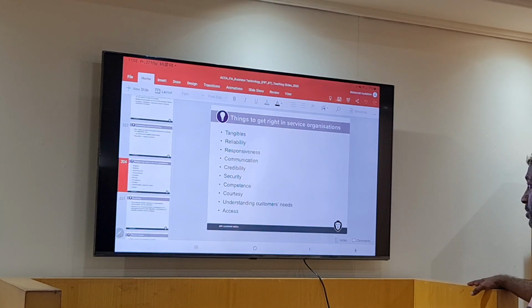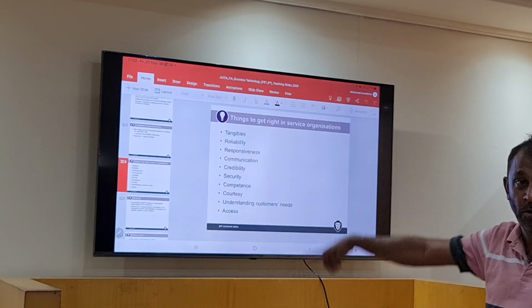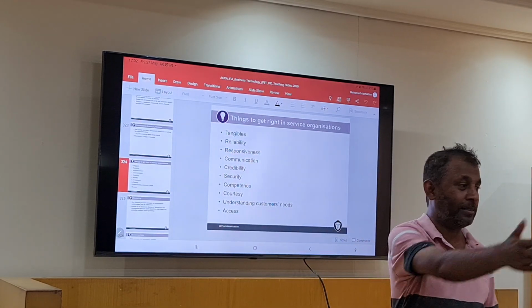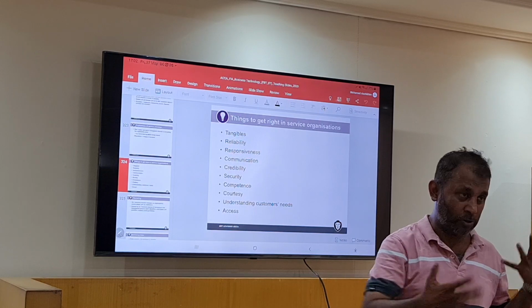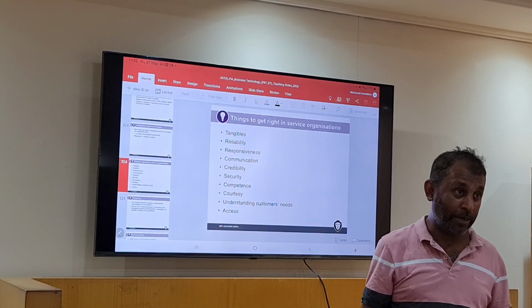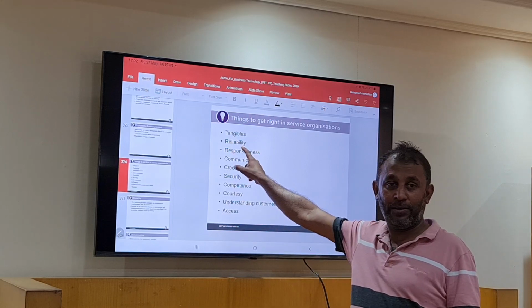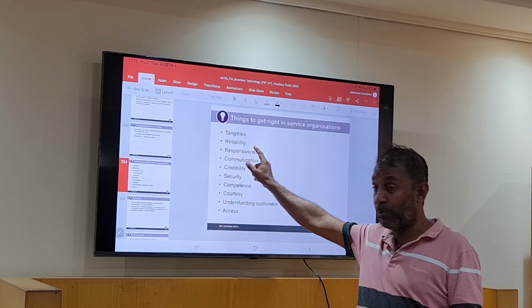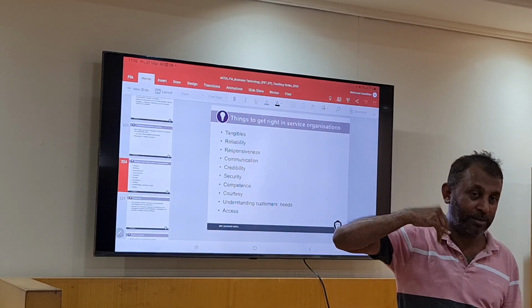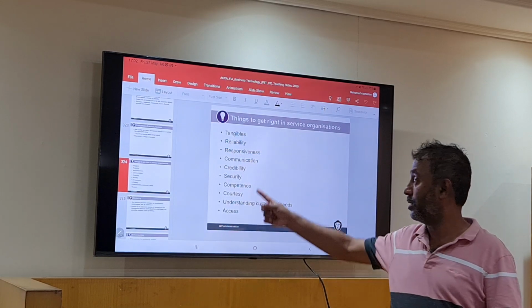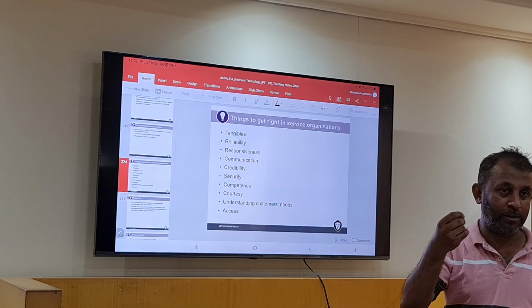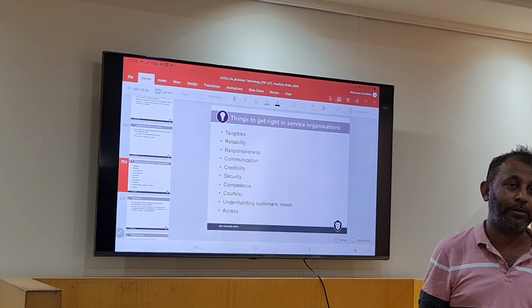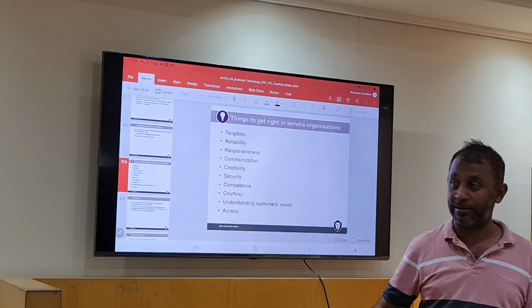Things to get right in a service organization: tangibles, reliability, responsiveness, communication, credibility, security, competence, courtesy, understanding customers' needs, etc. All of these. Tangibles, like in your office, like this table, chair, computer. These also you need to complete a better service. And all others, reliability. Responsiveness: you make a phone call, that guy answers you. Communication, very proper, prompt communication. Credibility, you can trust.